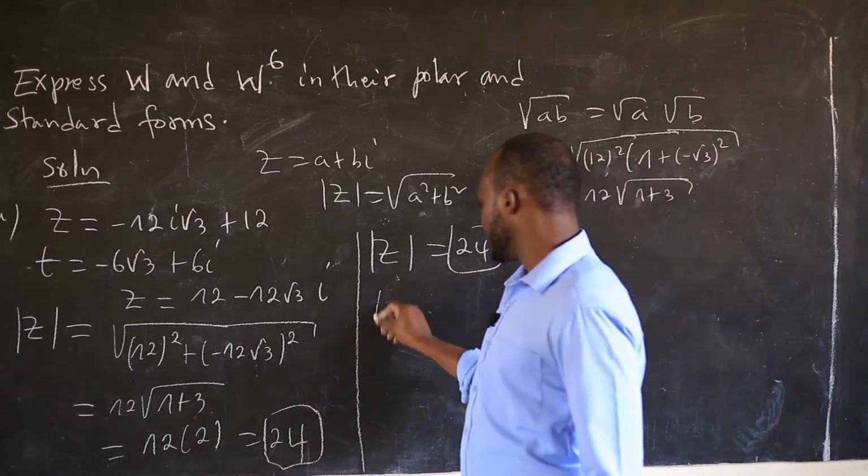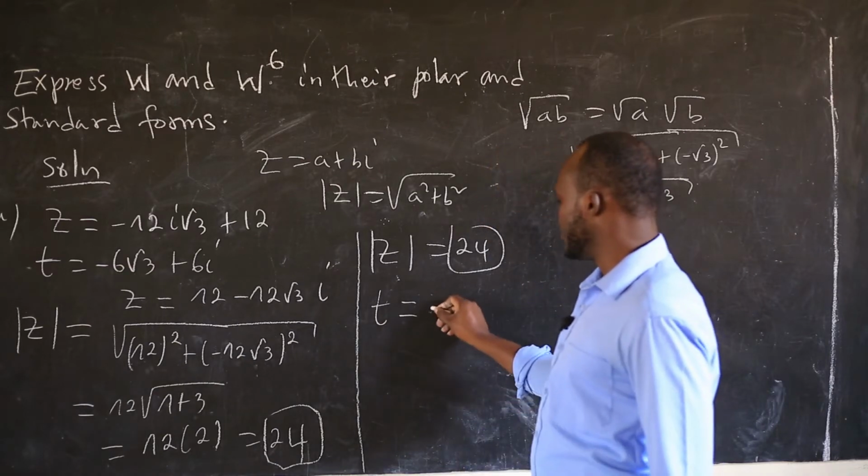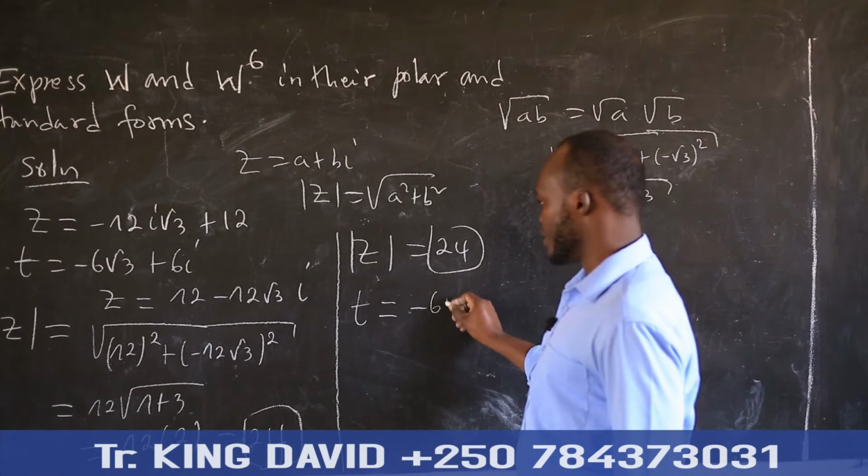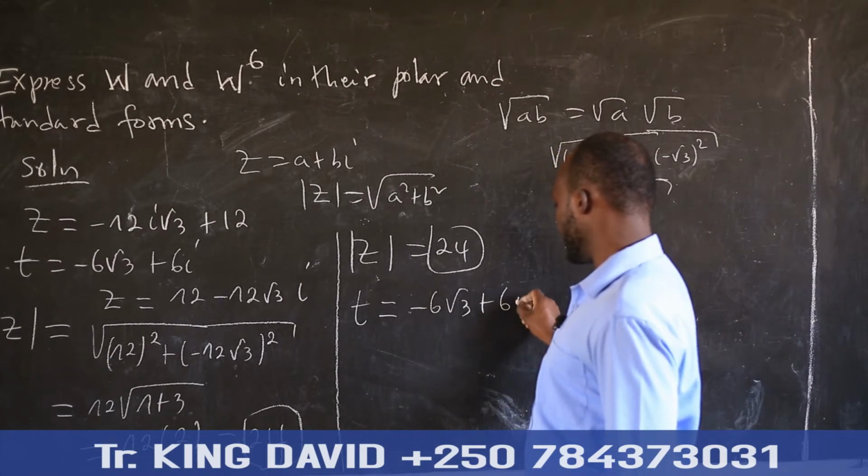So let's go to t. t is negative 6 root 3 plus 6i.